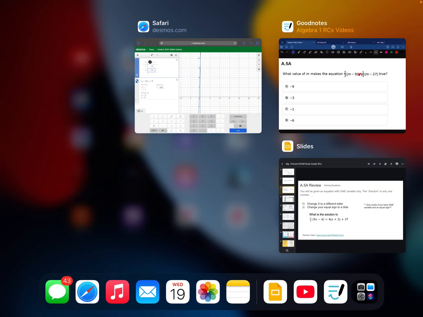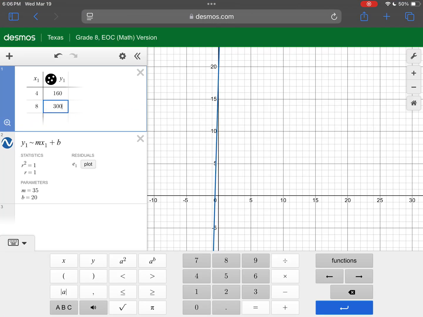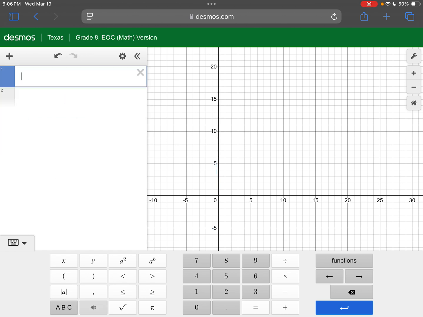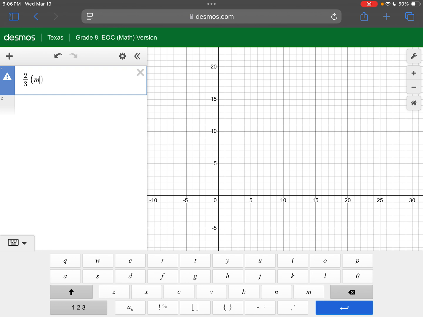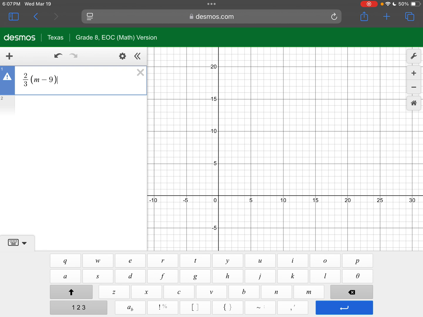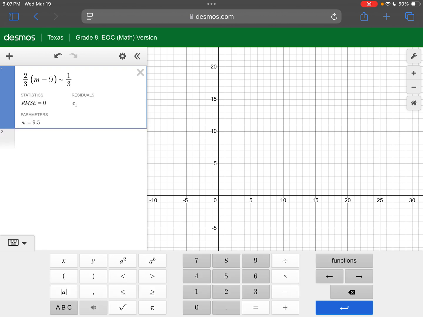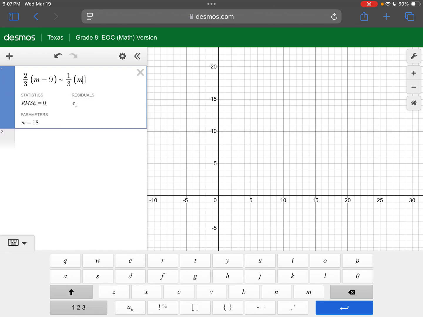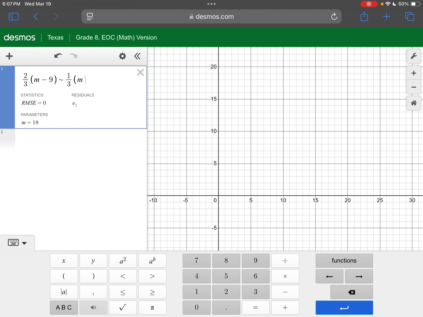All right, just in case you couldn't, let's do it together. I'm going to do 2/3. Make sure you do your parentheses on the side. m minus 9, close parentheses, tilde, 1/3, m minus 27, close parentheses. Right?